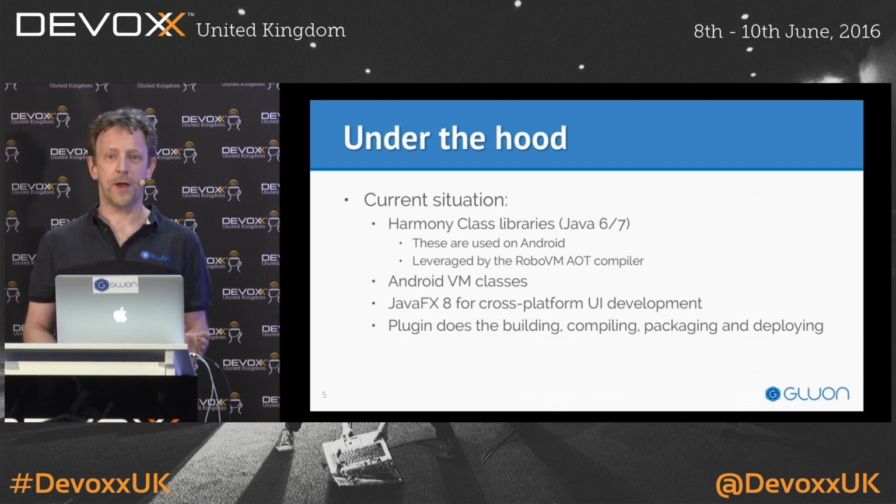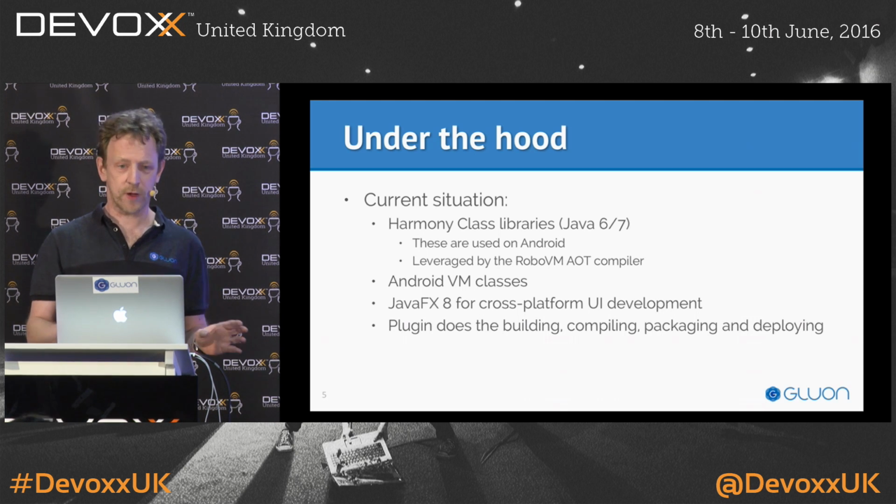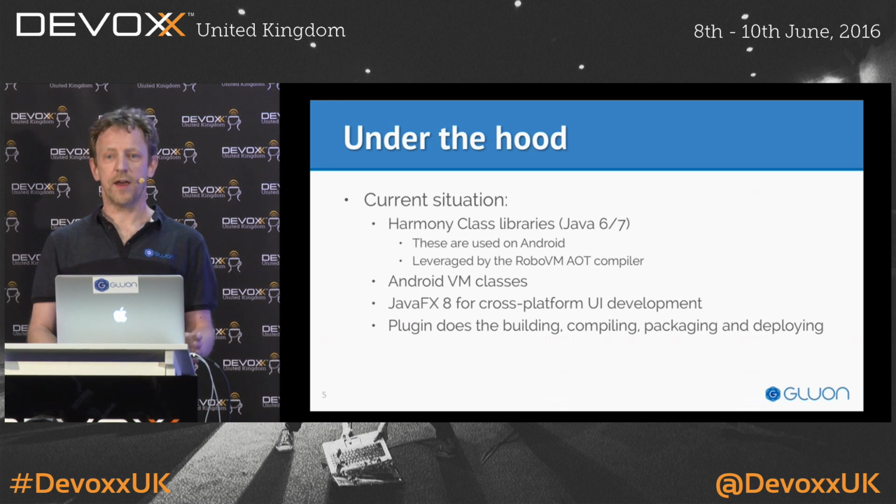And the compiler that we use to compile the application to iOS is also using those classes. So for now, you have to use Java 6 or 7 APIs. Fortunately, you can use lambda expressions too, because at the compile step they are converted into inner classes. But that's the current situation.